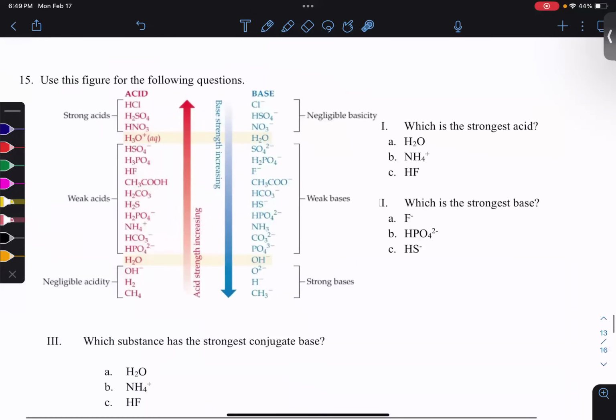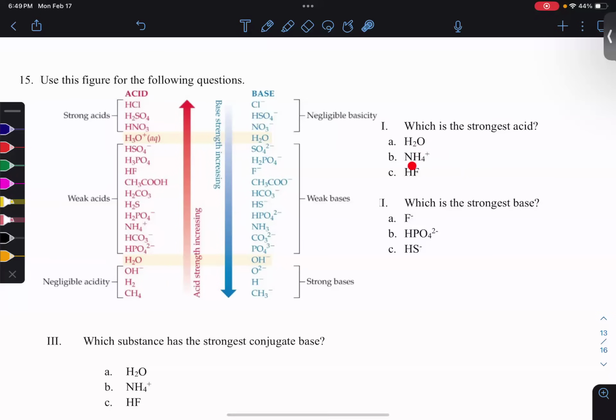So notice that we have acids on one side and their conjugates on the other side. What we see here is that the strongest acids are at the top of this chart, while the strongest bases are conjugates of the weakest acids. So the idea here is the stronger the acid, the crappier its conjugate base is as a base. Versus if you have an acid that's a really crappy acid, its conjugate base is a really good base. And that's what this graph is saying. So we should be able to use this graph to easily tell which substance is the strongest acid.